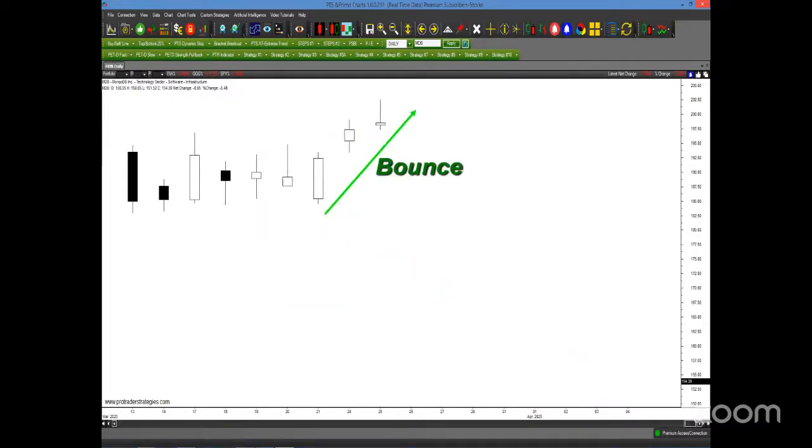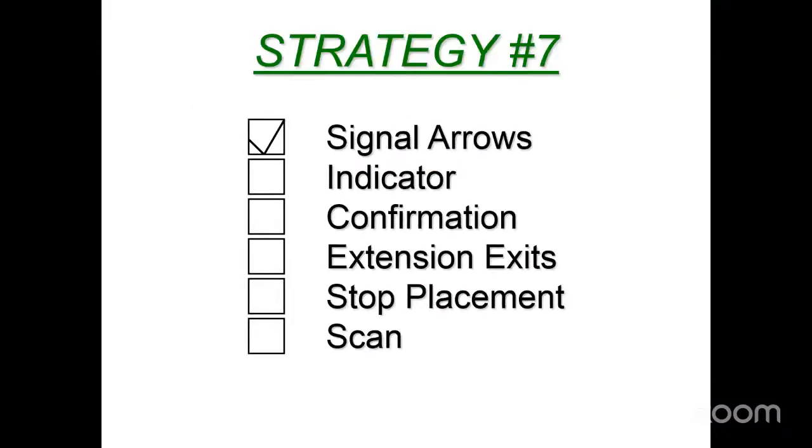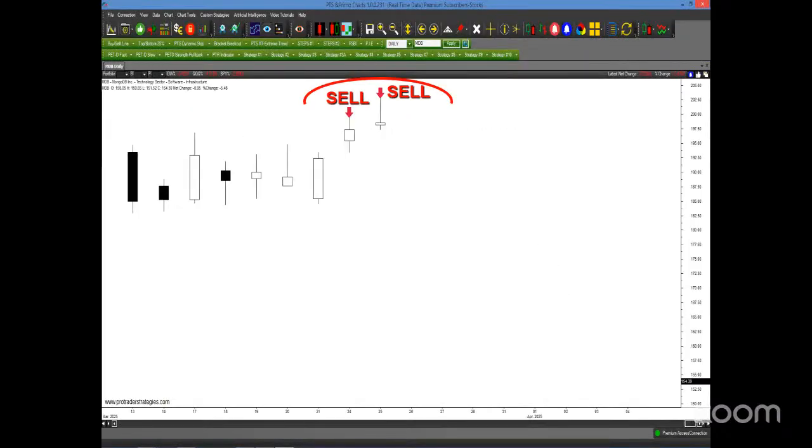Let's look at MDB. Now, there's a major bounce right here the last 2 or 3 days. The stock has closed towards its high on each and every day. So you figured yourself, this is going to start going up, right? But strategy 7 says no. Click on signal arrow. These are part of that bounce.